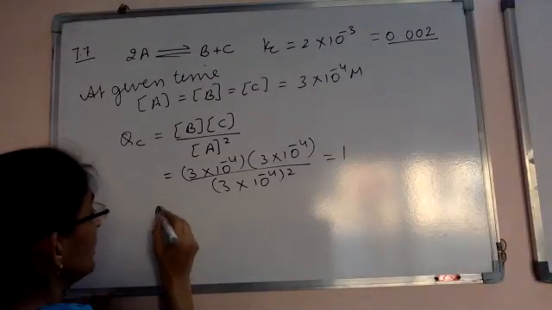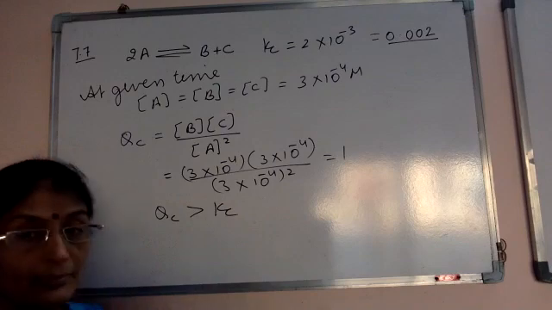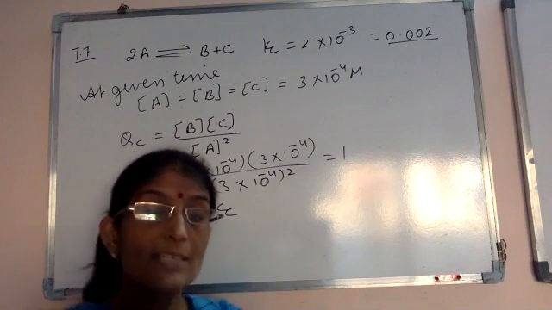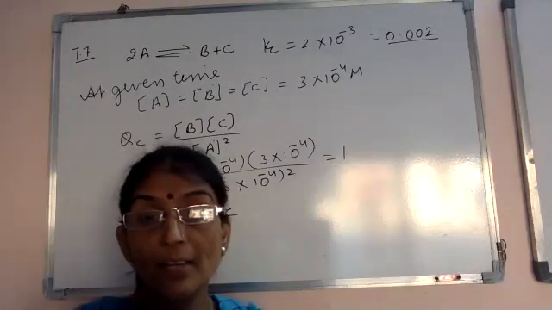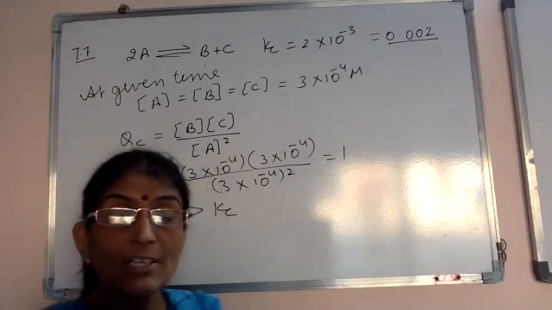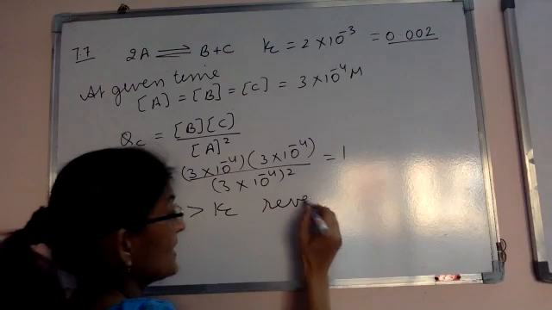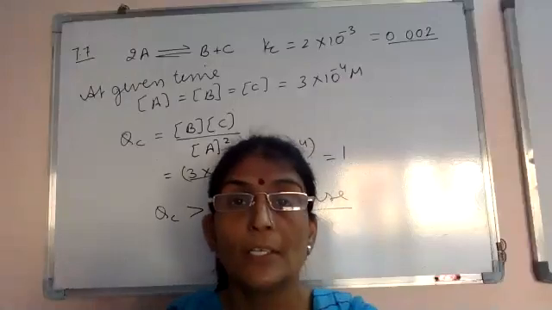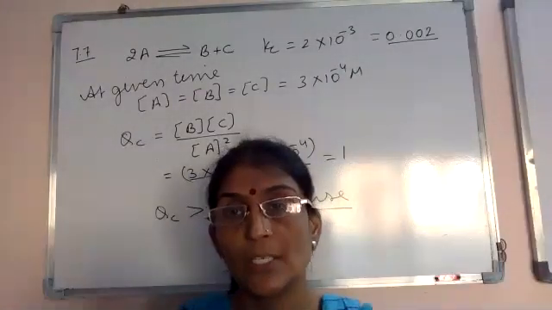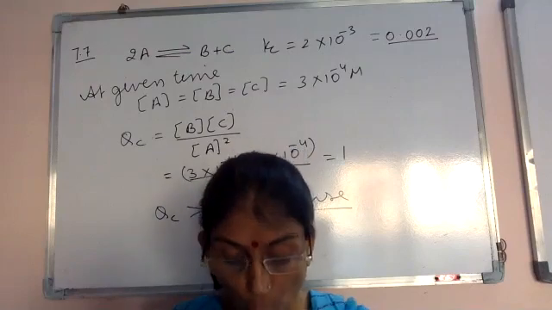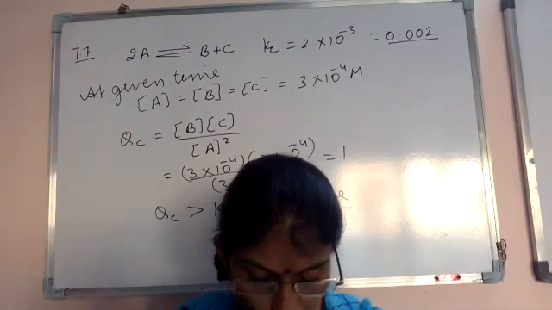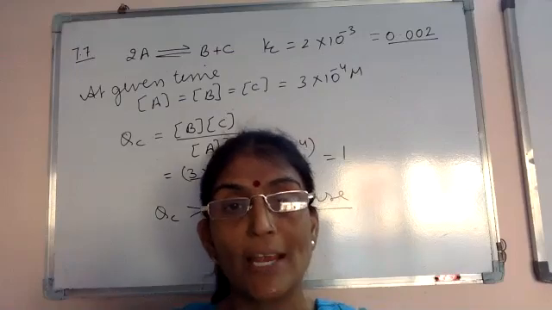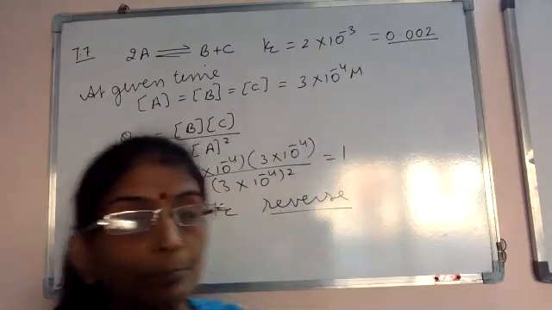Which is more? QC is more than KC. At this particular time, QC is more than KC. And if QC is more than KC, then reaction will move in. अगर QC ज़्यादा है, तो reaction किस direction में जाएगा? Reverse direction. So what is the direction of reaction? Reverse. अगर KC बड़ा आता, QC छोटा आता, तो reaction will move in forward direction. Here, the reaction moves in backward direction or reverse direction. So with the help of values of QC and KC, we can find out in which direction the reaction is moving. See one more example.